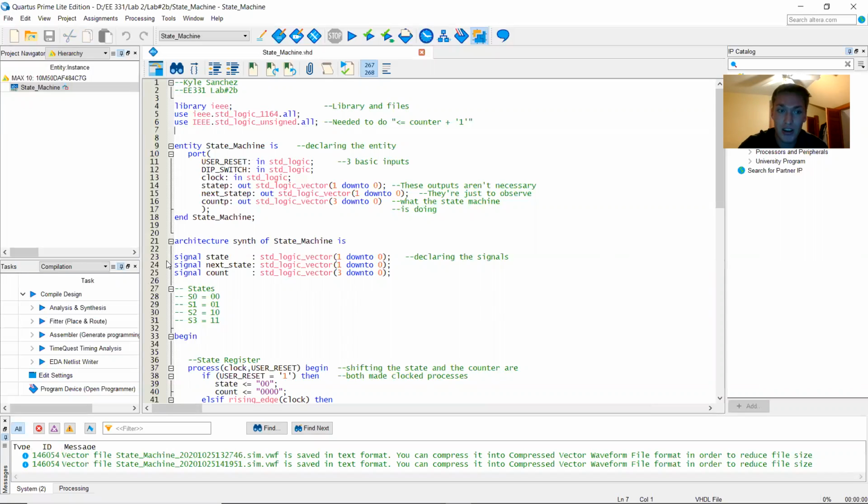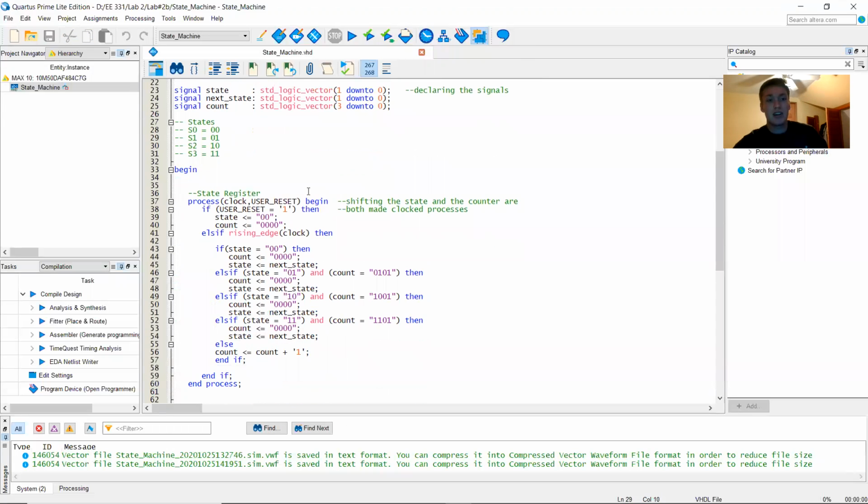Here we have the architecture and our signals right here. So we're going to have both our state, the next state, and the count and the signals. And right here you can see what all the states are. Right here we have the state register and the process for all the clock stuff.